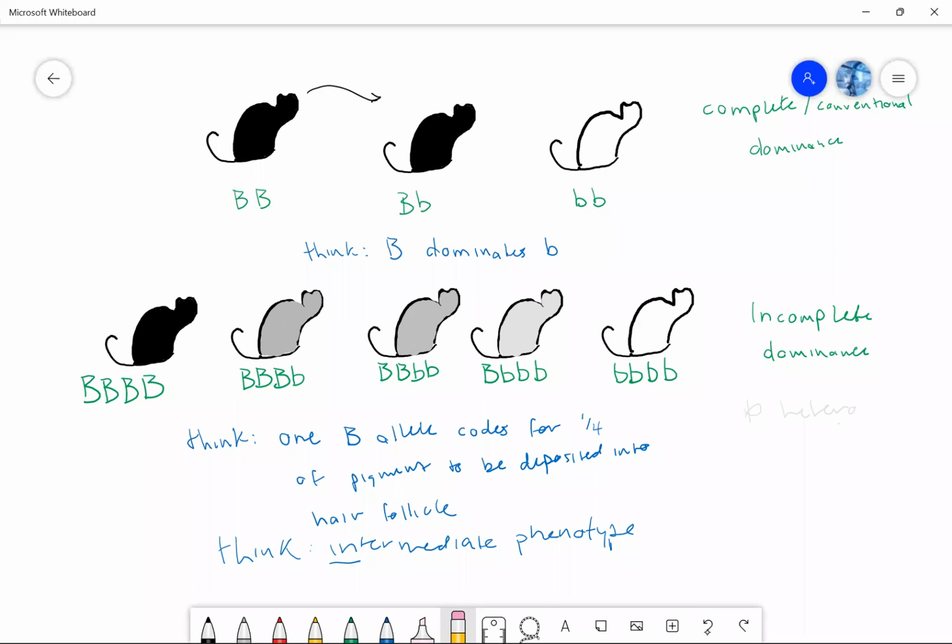In this example, we can think of any one dominant B allele as coding for about 25% of the possible black pigment to be deposited into the hair of a cat. So we have 25, 50, 75, 100%. We have each of these.